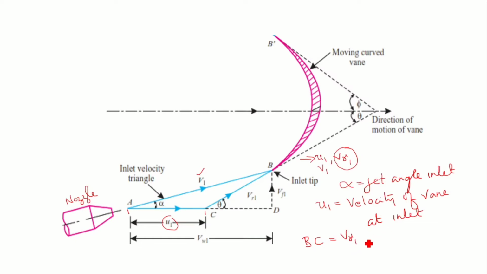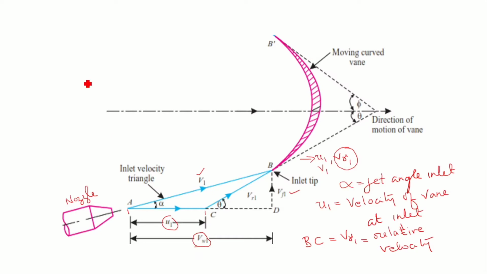So vr1 is the relative velocity with which the jet strikes the plate. The three terms are the absolute velocity, the velocity of the vane at inlet, and the relative velocity with which the jet strikes the plate. The other two terms are also shown here, that is Vf1 and Vw1.